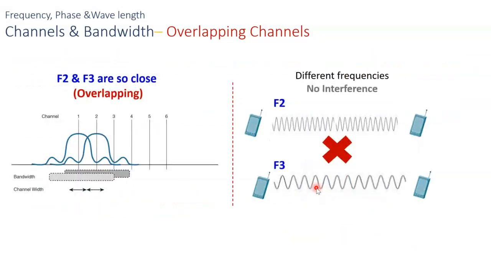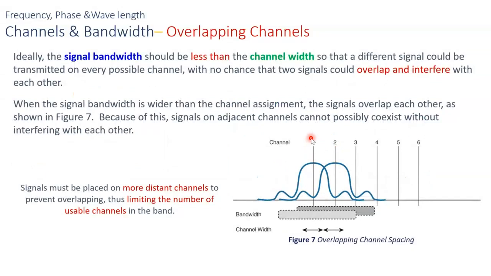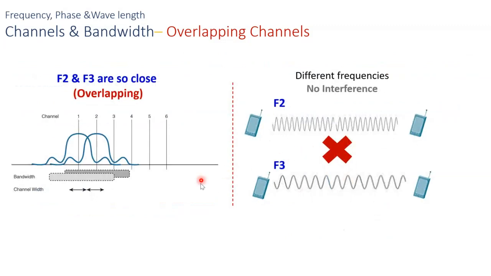Otherwise, I can transmit at channel 1, and the second signal I can transmit, for example, at channel 6, because they will not interfere with each other. If I use channels 1, 6, and 11, no interference will happen, no overlapping will happen between signals. So this is F2 and F3 frequencies.